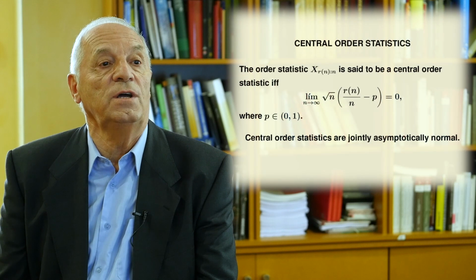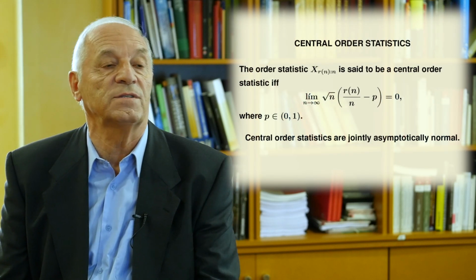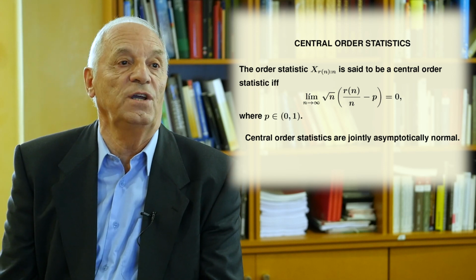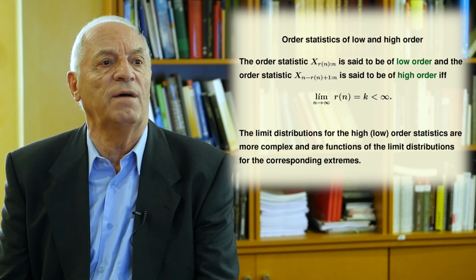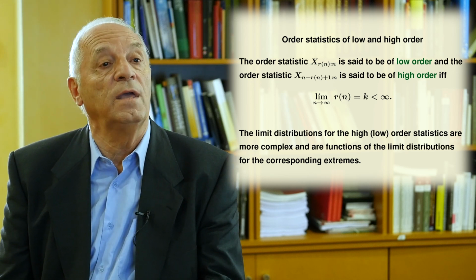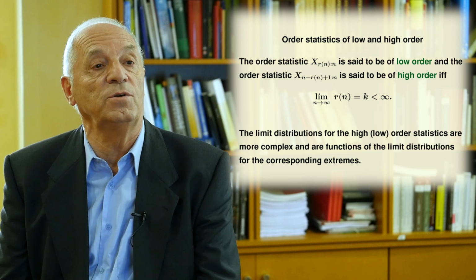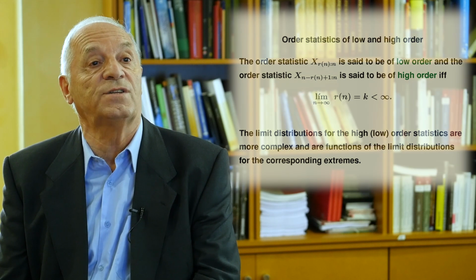We also consider the limit distribution of order statistics, not only for the extremes. And in this case, we need to differentiate between central order statistics and high and low order statistics. The central order statistics can be approximated by normal distributions, and the high and low order statistics give a more complicated limit distribution that will be given to you by formulas that relate to the extreme values.